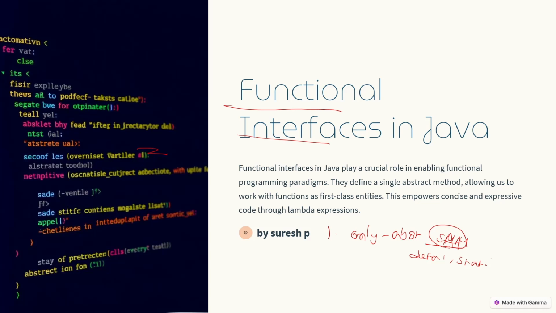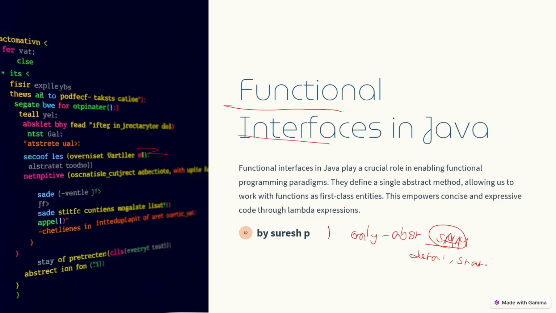Let's check the definition. Functional interfaces in Java play a crucial role in enabling the functional programming paradigm. What is functional programming? Functional programming gives the mathematical approach. Instead of how to do, it will tell you what to do. So that is functional programming.